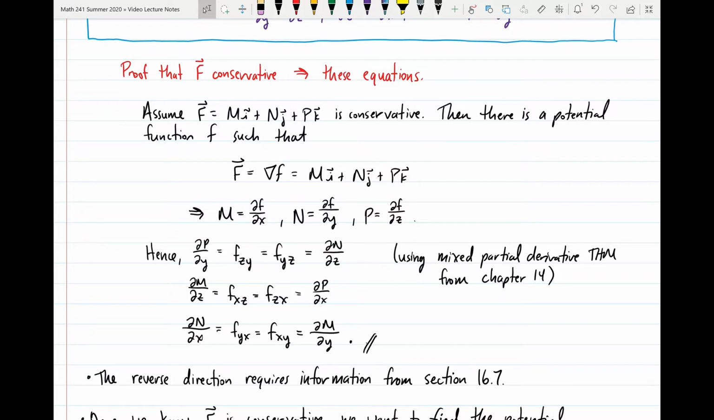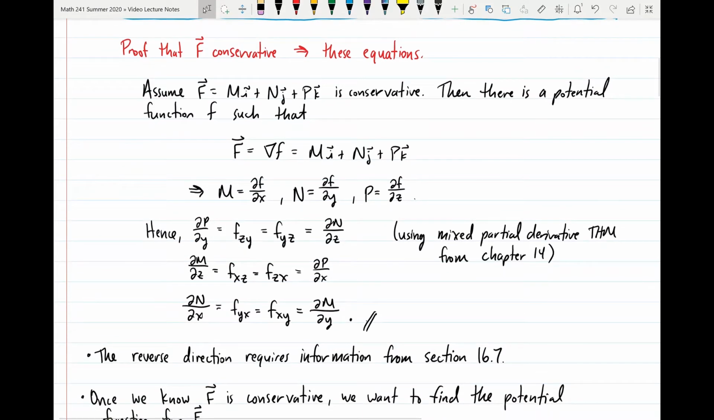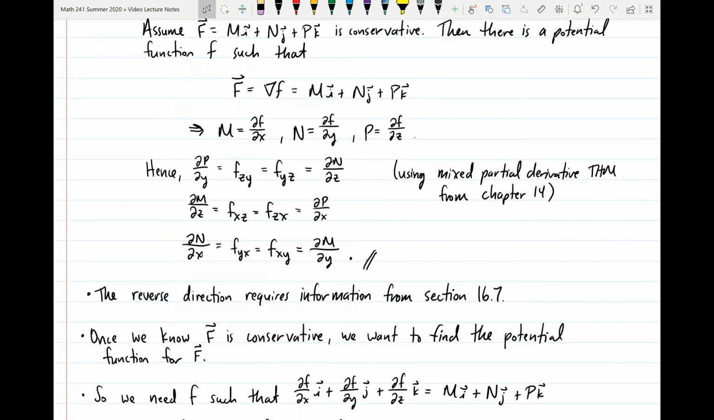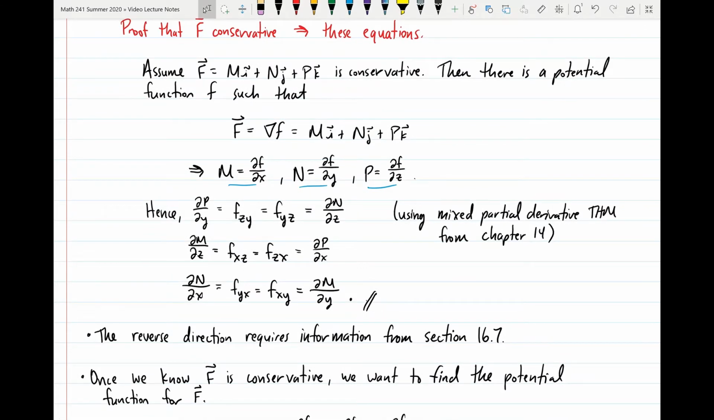So because the vector field is conservative, we know that there has to be a potential function little f such that our vector field is the gradient of little f. And again, the gradient of little f must equal Mi plus Nj plus Pk then. So this allows us to say that our component function M is the partial derivative of f with respect to x. The component function N is the partial derivative of f with respect to y, and the component function P is the partial derivative of f with respect to z. So we have these three different equations here, just because F is a conservative vector field.